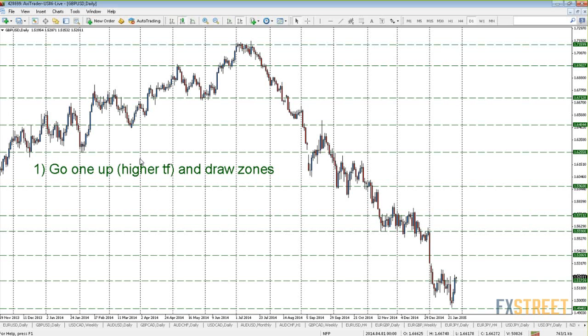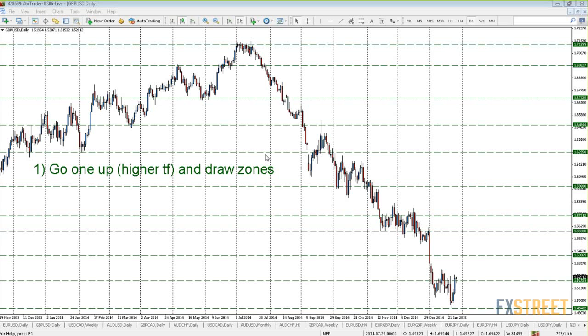So if you're trading the 4-hour charts, you would go to the daily charts and draw your zones. If you're trading the 1-hour charts, you would go to the 4-hour charts and draw your zones. You always have to go back down and clean it up a bit when you get to your chart, but the main thing is to make sure that you've got the right zones drawn in so that you know those sweet spots.